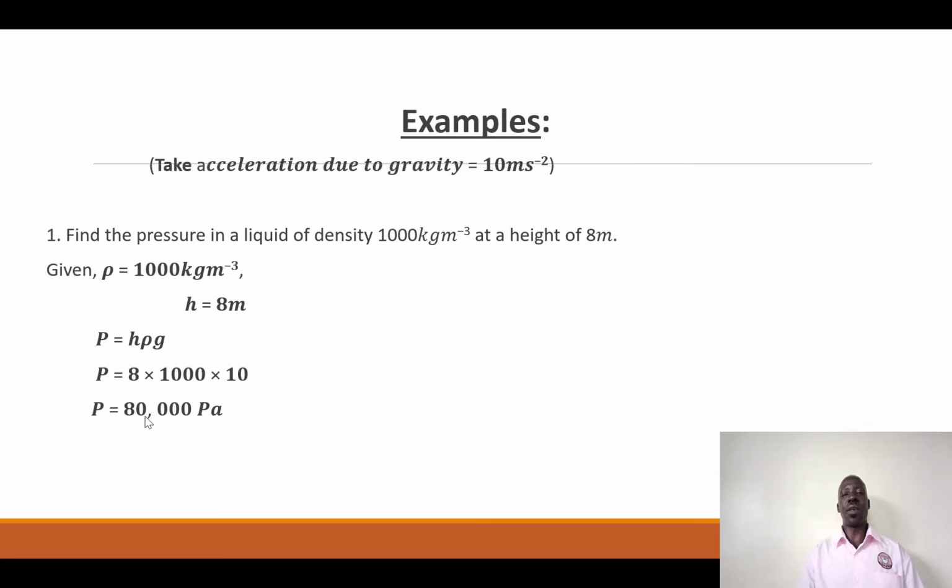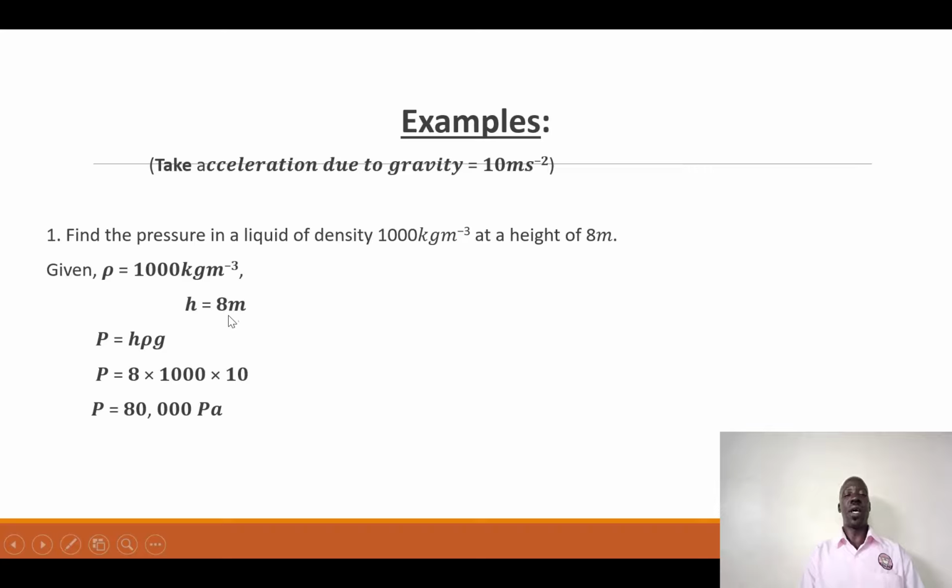Now, I'd like to take you through a very simple and interesting example. Example number one says: find the pressure in a liquid of density 1000 kilogram per cubic meter at a height of 8 meter. Remember, we are given the acceleration due to gravity to be 10 meters per second squared. On reading through the question, you would realize that the density of water is given as 1000 kilogram per cubic meter, and the height h is also given as 8 meter.